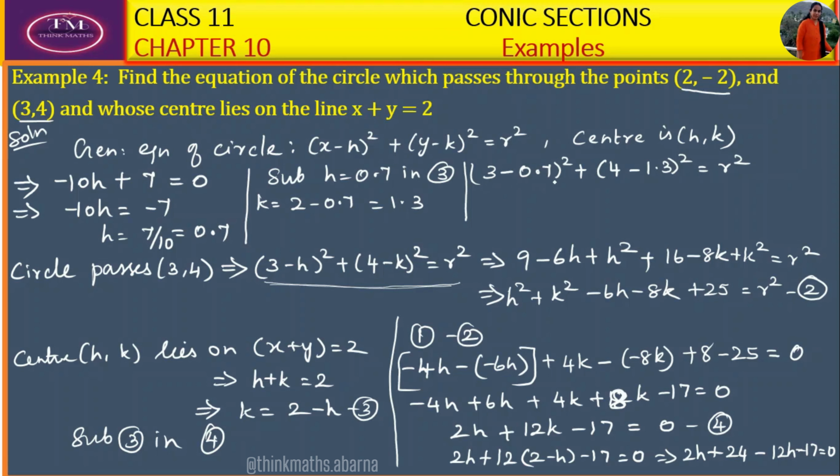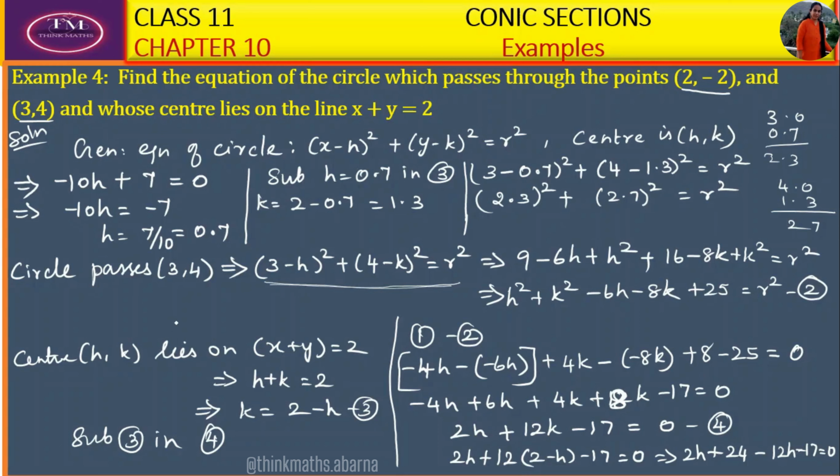So 3 minus 0.7, what will we get? 2.3. Yes, 2.3 whole square plus 4 minus 1.3. So let us subtract 4.0 minus 1.3: 10 minus 3 is 7, 3 minus 1 is 2. So we will get 2.7, the whole square equal to r square.